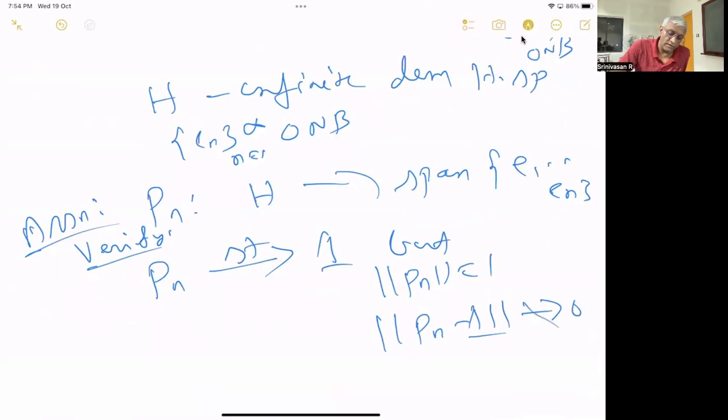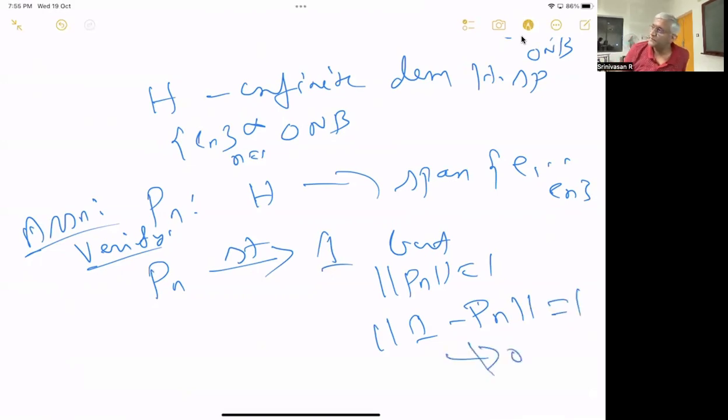Does not go to 0. Sorry, the norm of Pn is equal to 1. 1 minus Pn is also a projection, right? Pn has norm 1, and 1 minus Pn is also a projection, a projection onto the orthogonal complement of that. So that also has norm 1. So this cannot go to 0.